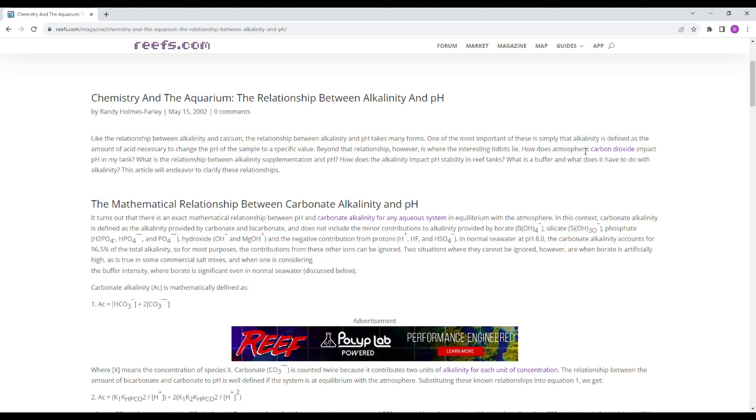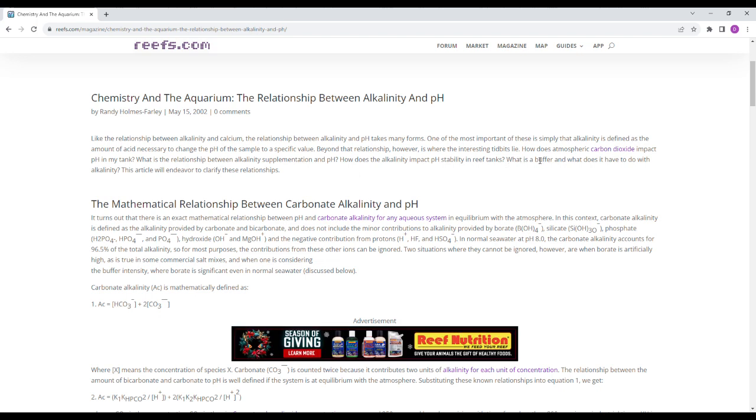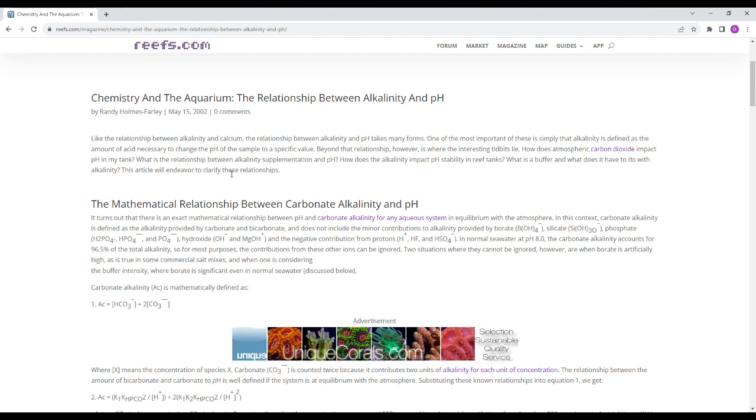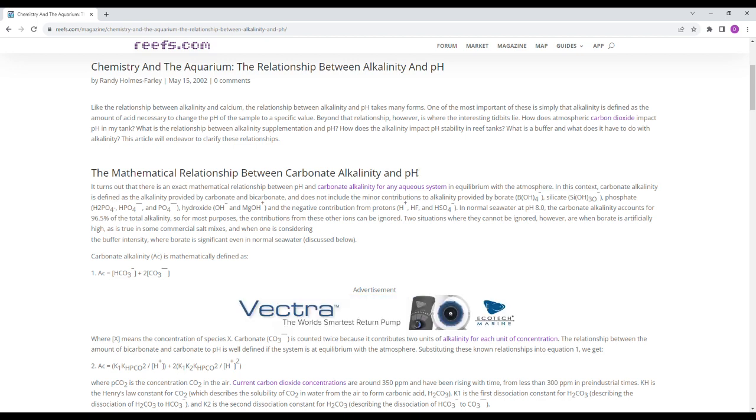How does atmospheric carbon dioxide impact pH in my tank? What is the relationship between alkalinity supplementation and pH? How does alkalinity impact pH stability in reef tanks? What is a buffer and what does it have to do with alkalinity? This article will endeavor to clarify this relationship. The mathematical relationship between carbonate alkalinity and pH.